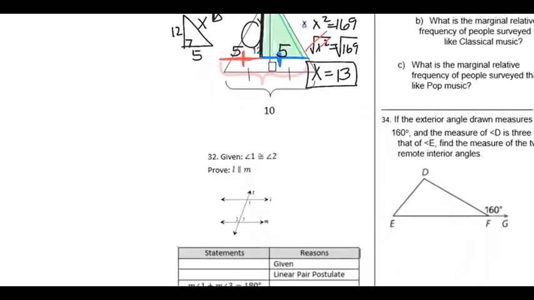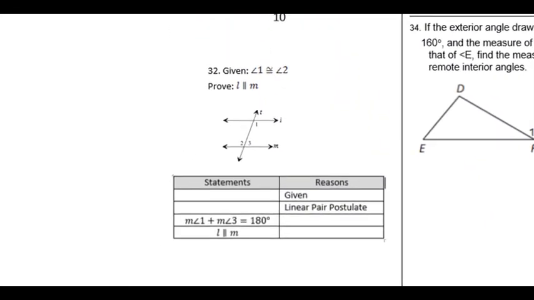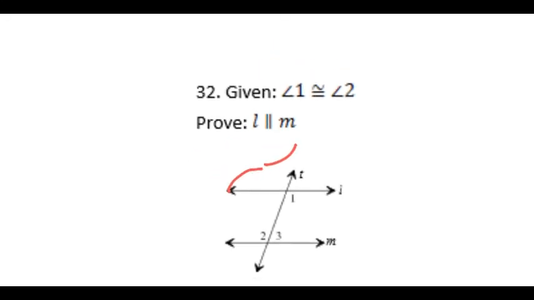Number 32. The measure of angle 1 is congruent to the measure of angle 2. They were not marked on your picture, so I'm marking them. Lines L and M are parallel, which means I can mark that as well with an arrow. These two are running in the same direction, and they are constantly the same distance apart from each other.